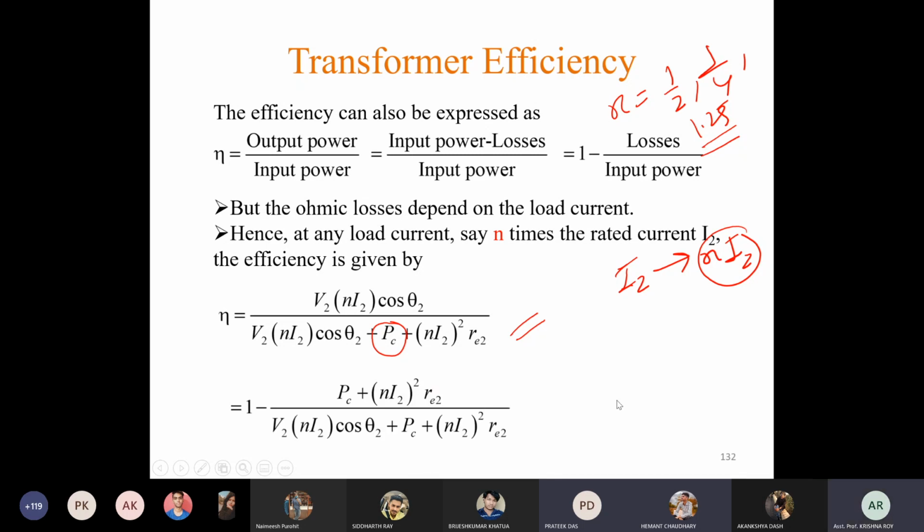Again, in this form we can also express this equation: 1 minus losses by input power.